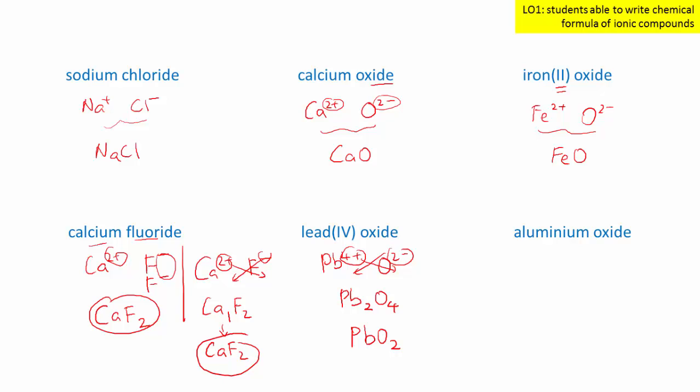Now let's try next one, aluminium oxide. Aluminium is group 3, hence it has a formula of Al3 plus, oxide comes from oxygen, O2 minus. So by crossing the number, you get Al2O3. This is aluminum oxide.